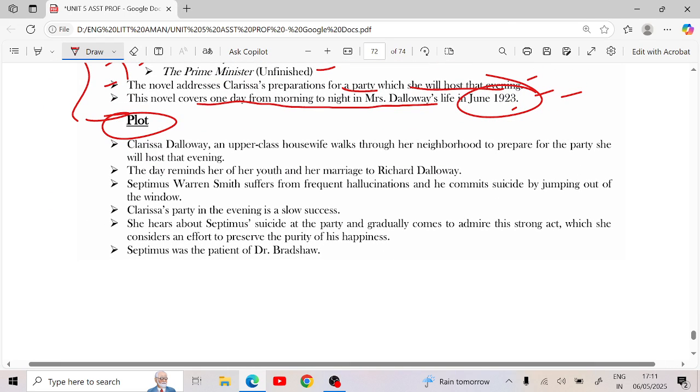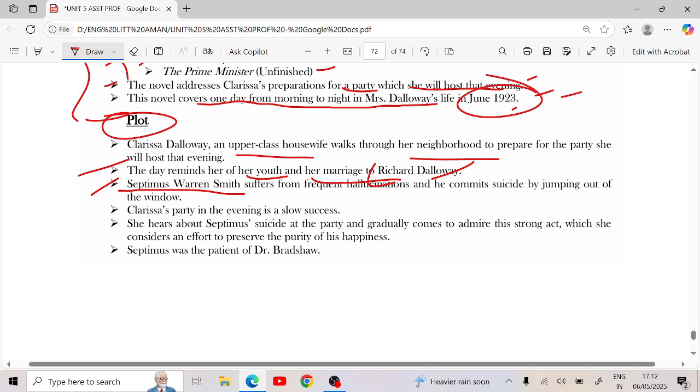Now let's come to the plot. थोड़ा सा plot को समझते हैं. So Mrs. Dalloway, or you can say Clarissa Dalloway, an upper class housewife, walks through her neighborhood to prepare for a party she will host that evening. The day reminds her of her youth, her marriage to Richard Dalloway. Okay, so ये अपनी चीज़ें याद करती हैं, अपने यूथ के बारे में, अपनी शादी के बारे में याद करती हैं. Then there was a person named Septimus Warren Smith.